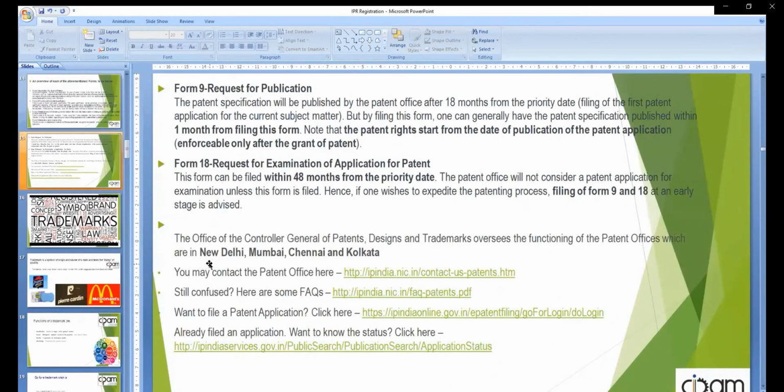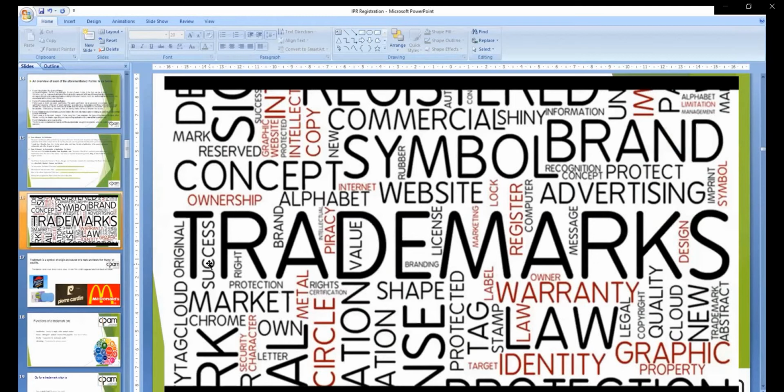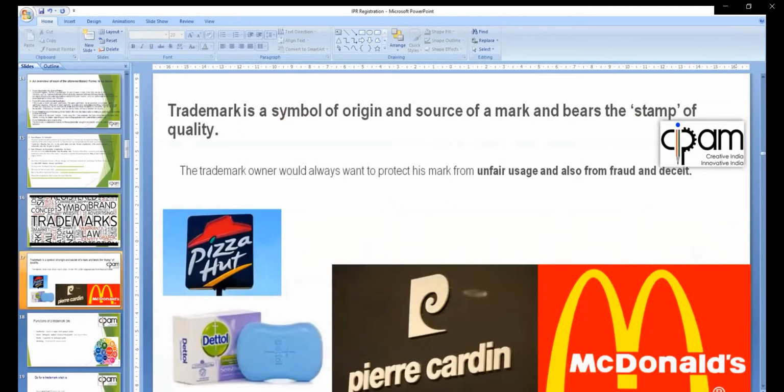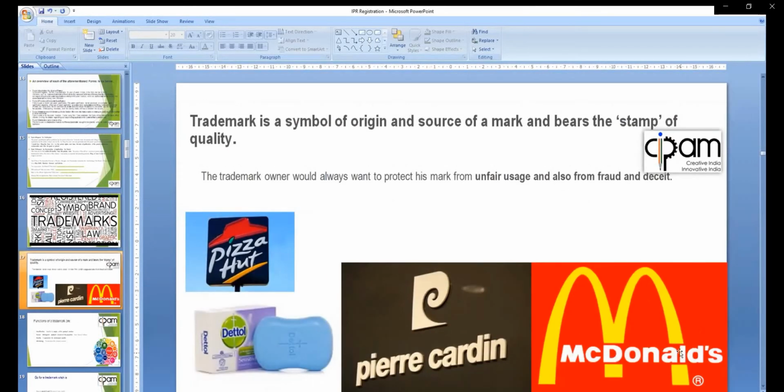Now let's proceed to trademarks. The word itself signifies a lot. It's trade and marks. The two things together make trademarks. So concept, symbol, brands, and logo, it's everything. The trademark is a symbol of origin, a source mark that bears the stamp of quality. For example, we buy Dettol soap. How do you recognize it? With this trademark. Pizza Hut, McD. So these are the symbols.